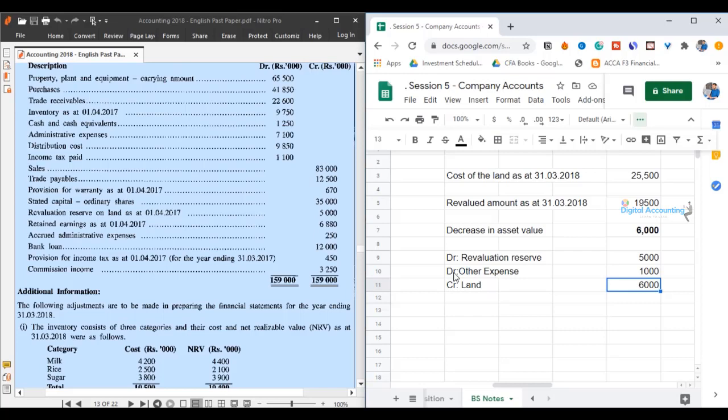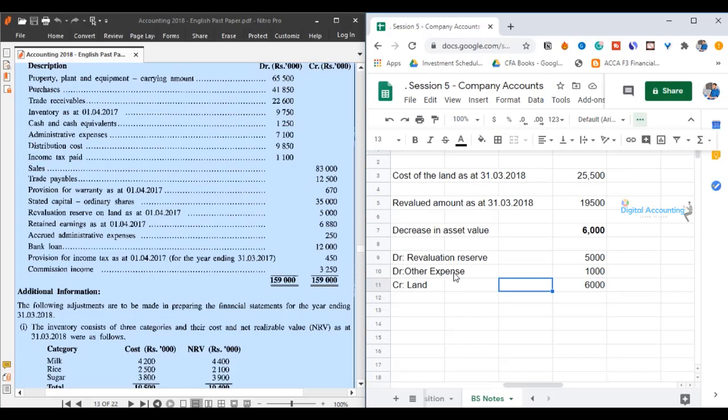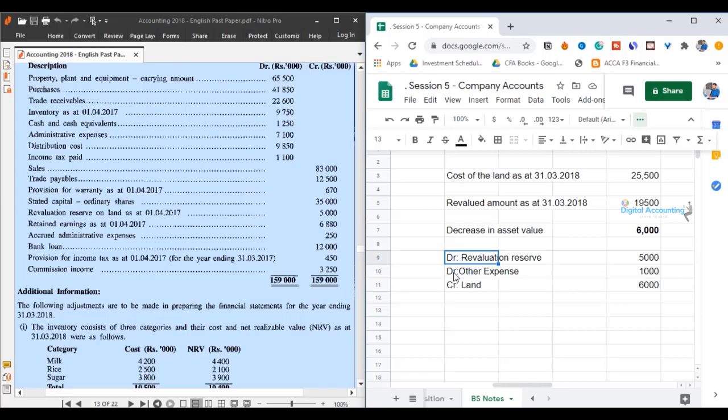So just apply this in the statements. Credit land 6,000; it starts from the balance sheet notes where we need to reduce. If we have a revaluation surplus from the first time and the revaluation deficit is now higher than our previous year revaluation gain, then the journal entries are: debit revaluation reserve 5,000, debit other expenses 1,000 and credit land 6,000. So we need to remove the 6,000 as a revaluation under the asset category, and the carrying value will be 19,500.